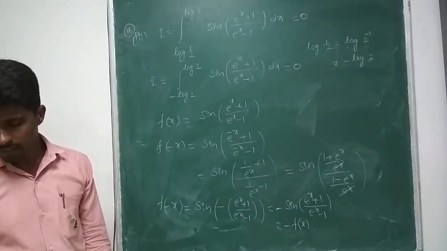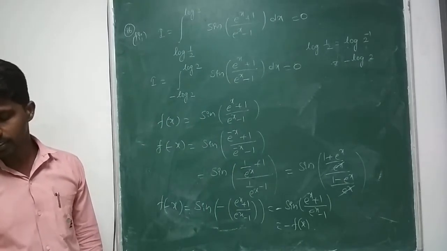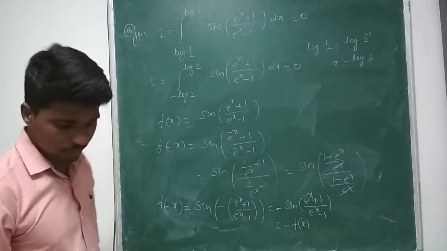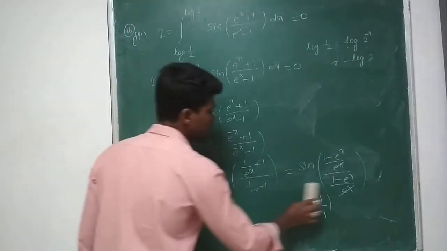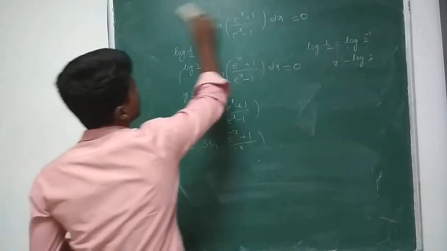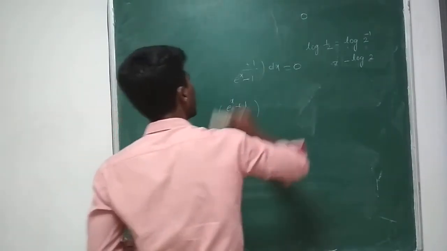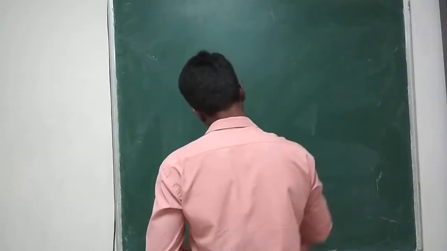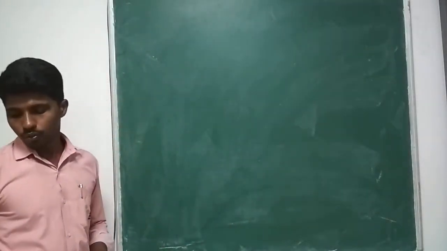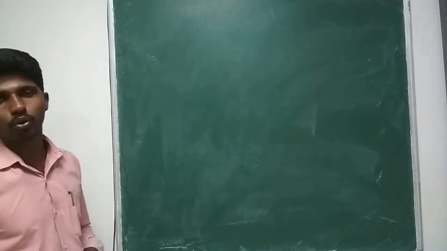Integral 0 to 3 of x square into root over 3 minus x dx. This method is useful whenever you have the given integral in powers of x. Here we are given the root of 3 minus x.